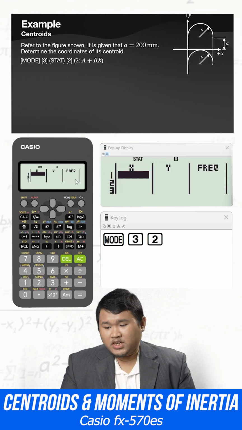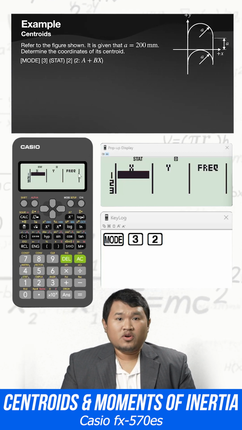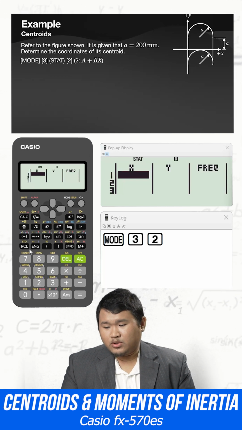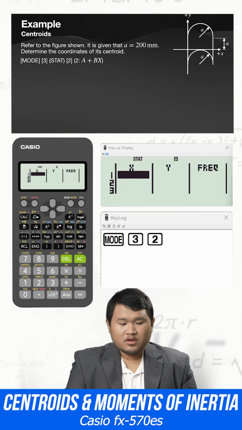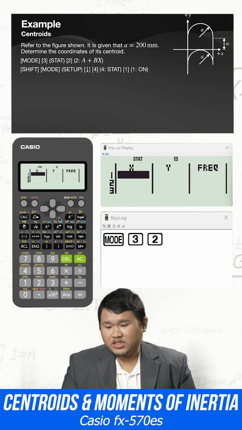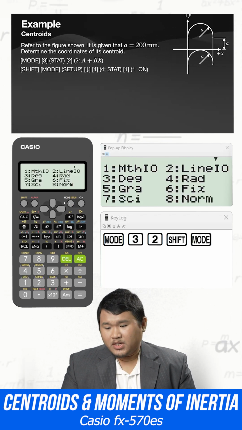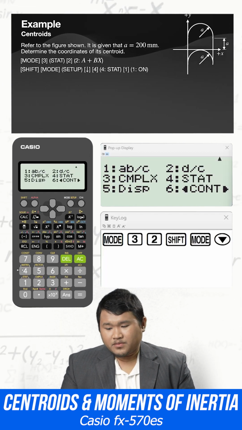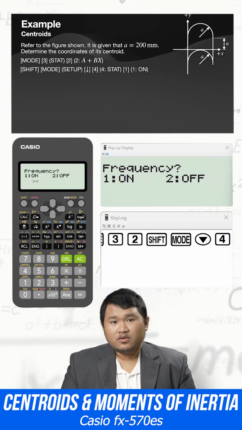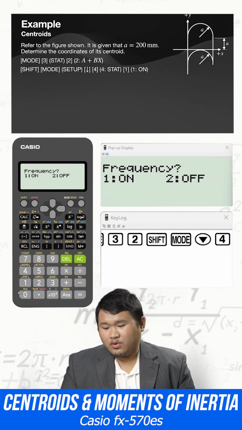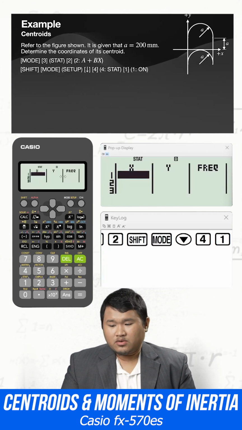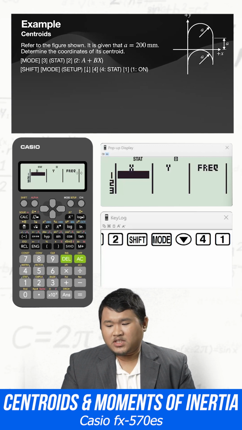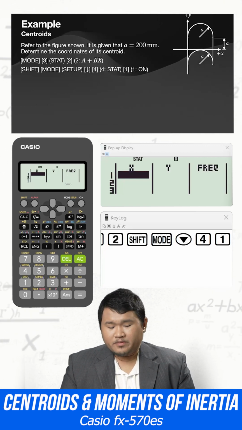Next, the frequency column is already activated here, but if you want to activate it by yourself, we will press the key sequence shift, and then mode to enter the setup, and then press the down key, and then option 4. Once it asks if we turn on the frequency, we will turn it on with option 1. So now the frequency column is activated in this table.